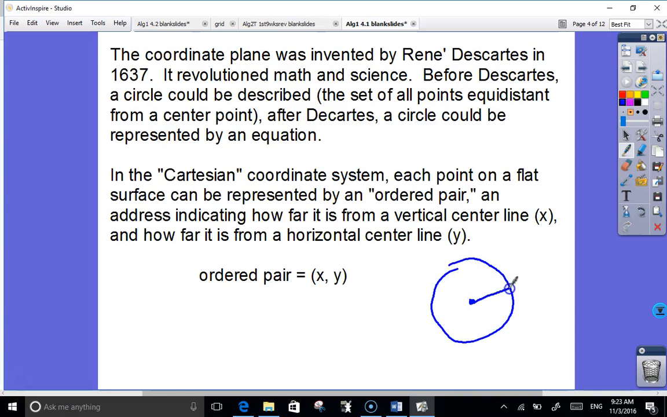And what do we call that distance from the center point? It's called the radius. Okay, but when we came up with the coordinate plane, we could actually come up with an equation that involves x and y. Now we can describe it. It's x squared plus y squared equals r squared. And then we can study it.